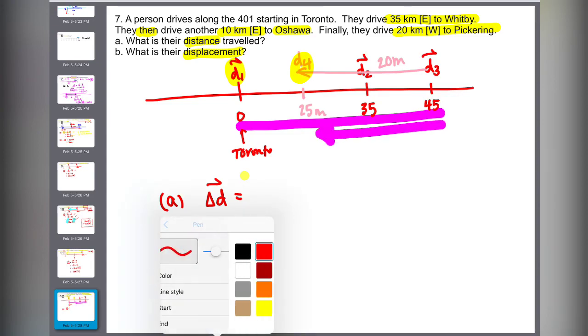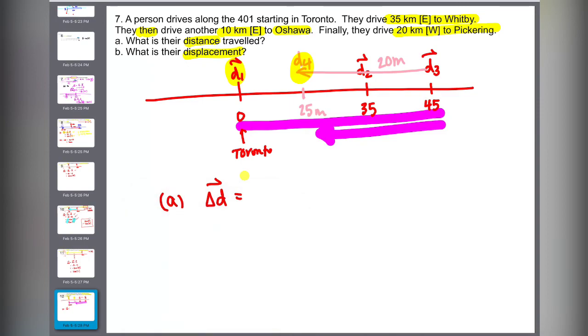So my answer, my total distance travel, I have traveled 45 at the beginning. So 35 plus 10 if you want. And then I'll travel another extra 20 backwards to the other direction. So 65 meters, no direction. This is distance. It's a scalar quantities, no direction.